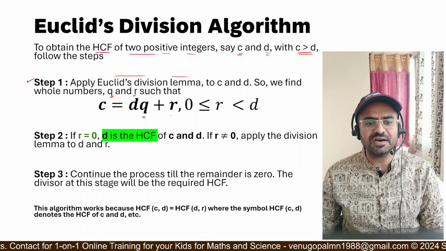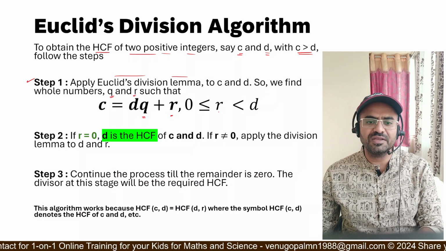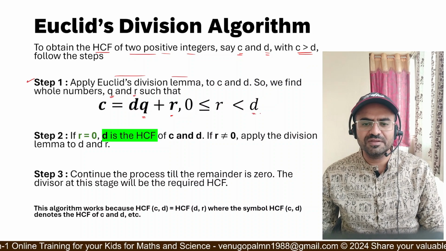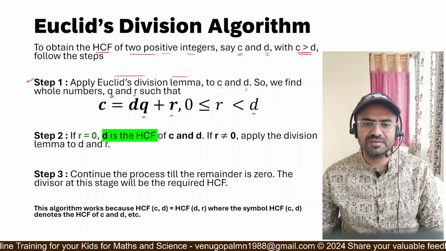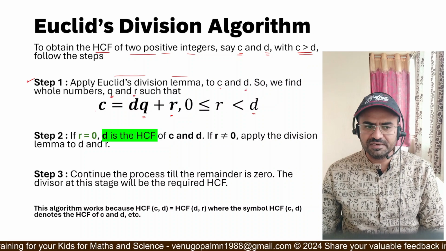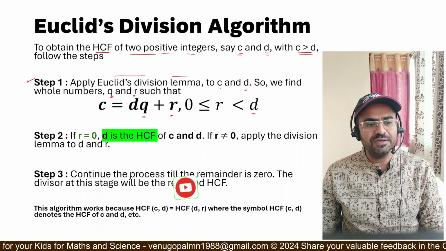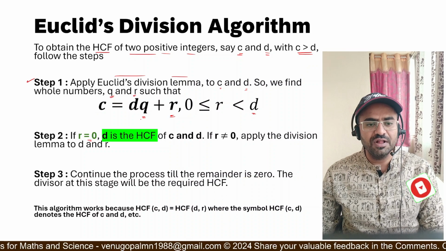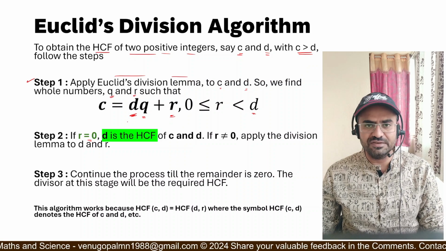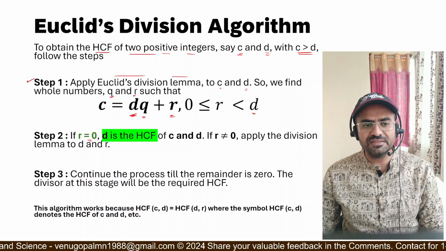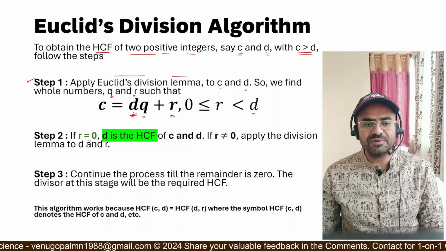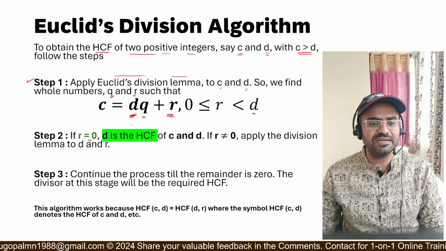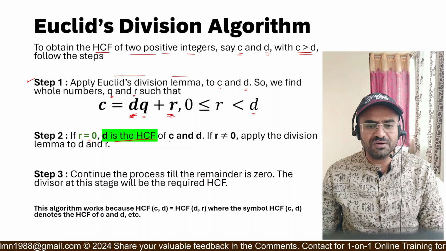Q is your quotient, and R is your remainder, where R is greater than or equal to 0 and it has to be less than the smaller number. Correct. So you apply this Euclid's division lemma. If your remainder R is equal to 0, then D is your HCF. If the result of applying Euclid's division lemma in the previous step gives R equal to 0, then we consider D as our HCF of C and D.